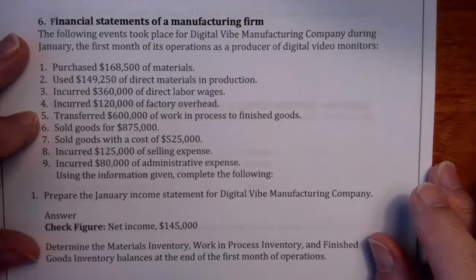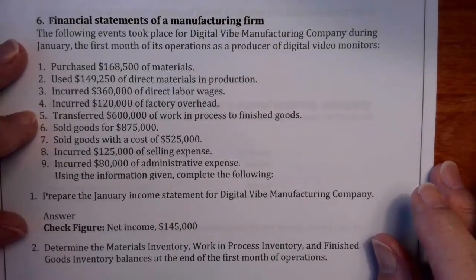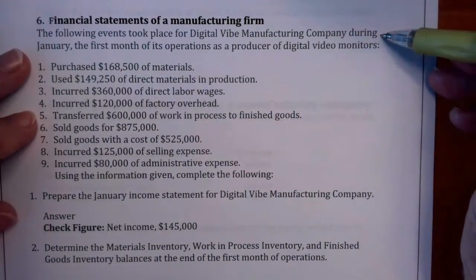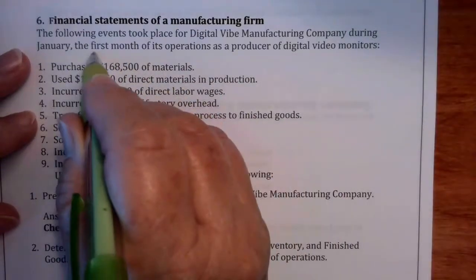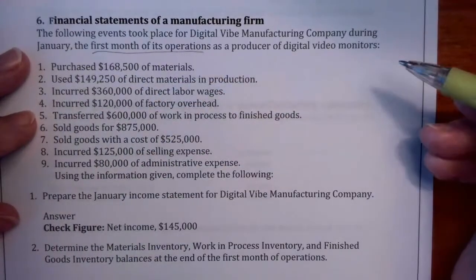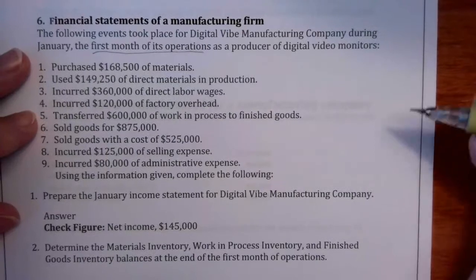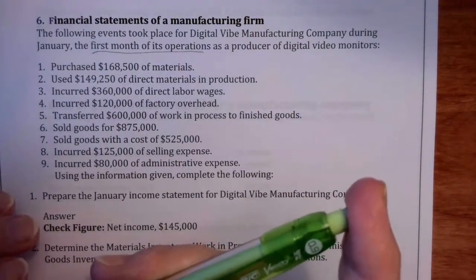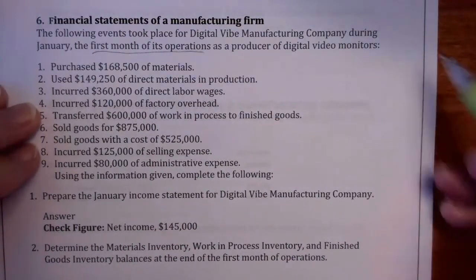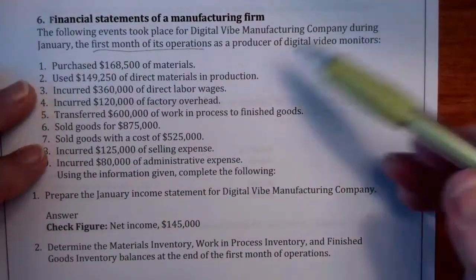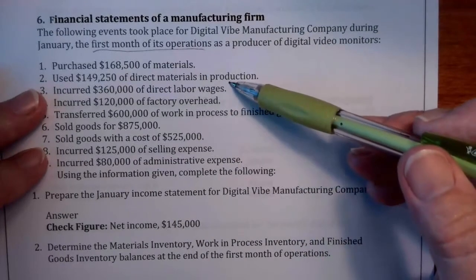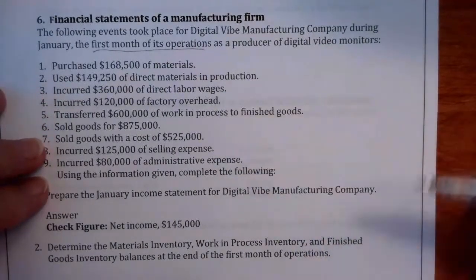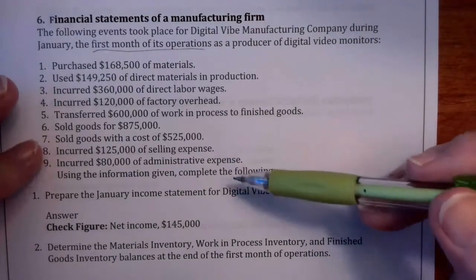Okay, these are financial statements for a manufacturing firm, and the following events took place for Digital Vibe Manufacturing during January, the first month of its operations. What that tells you is that your beginning balances are zero. That's kind of a relief. Then they produce digital video monitors. So they purchased materials, used materials, incurred labor, overhead, transferred, sold goods. This is a nice problem because it's got all the pieces in it.